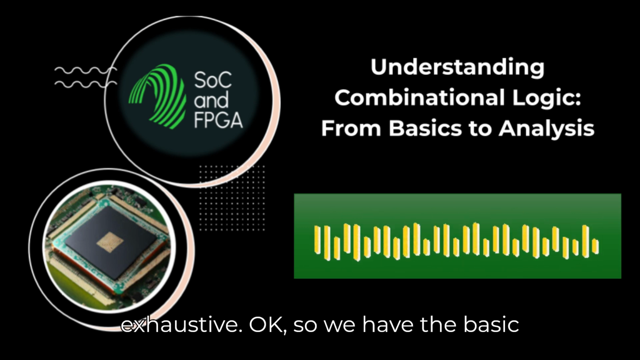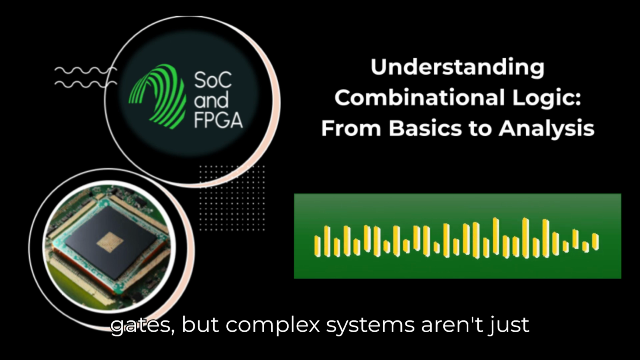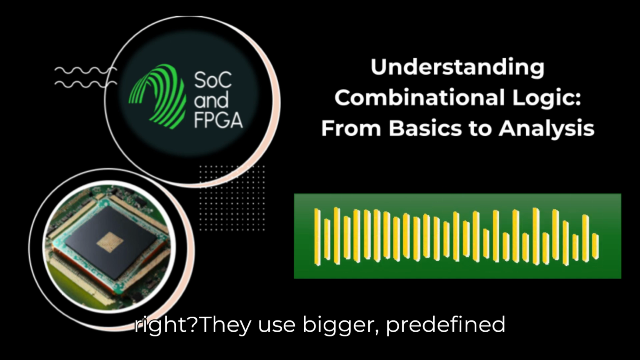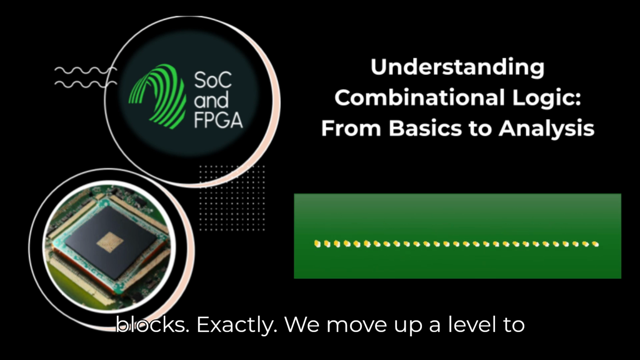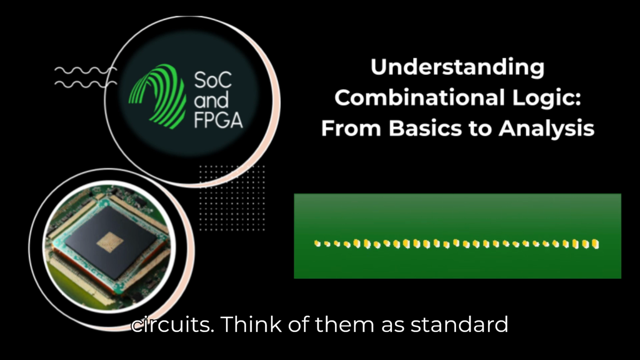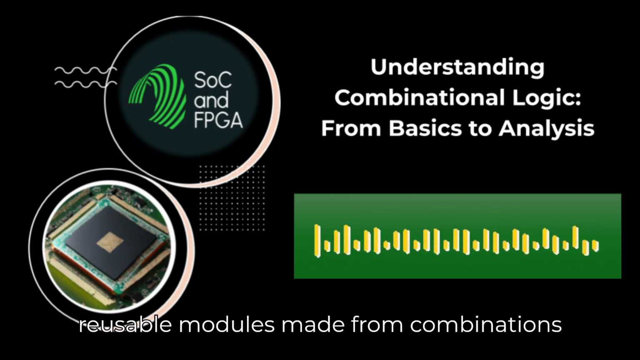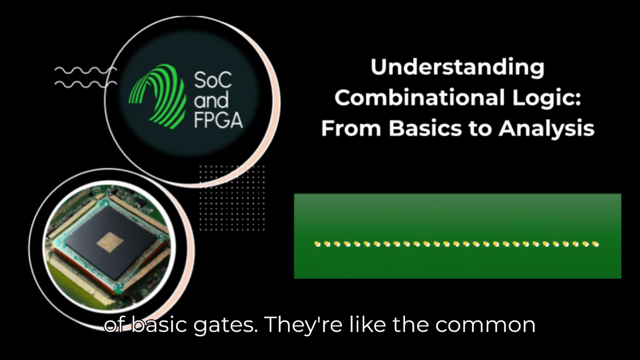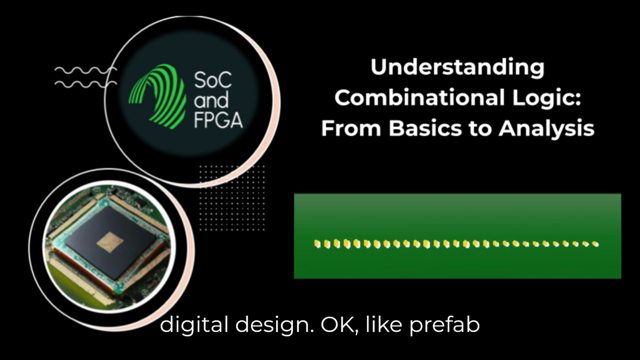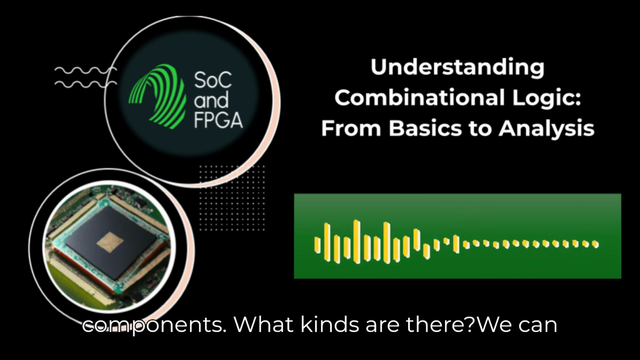Okay, so we have the basic gates. But complex systems aren't just millions of loose ANDs and ORs, right? They use bigger, predefined blocks. Exactly. We move up a level to medium-scale integration, or MSI circuits. Think of them as standard reusable modules made from combinations of basic gates. They're like the common words or phrases in the language of digital design. Okay, like prefab components. What kinds are there?